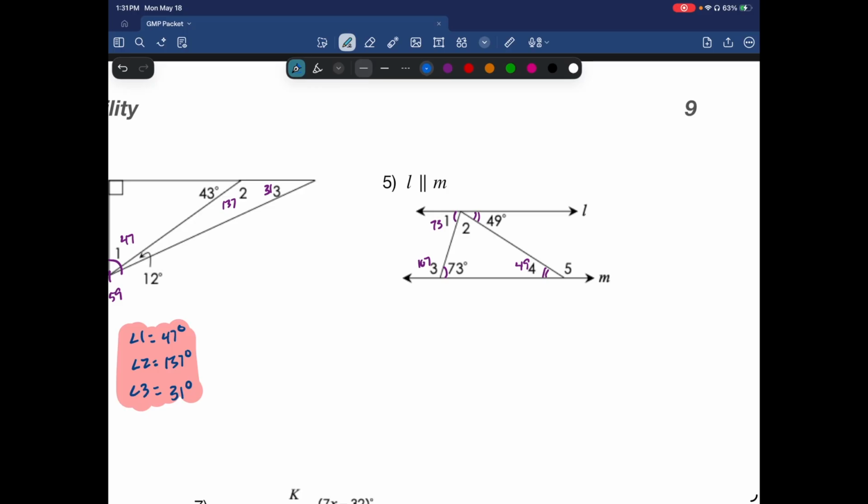So angle 2 plus 73 plus 49 equals 180. So angle 2 would then be 58.